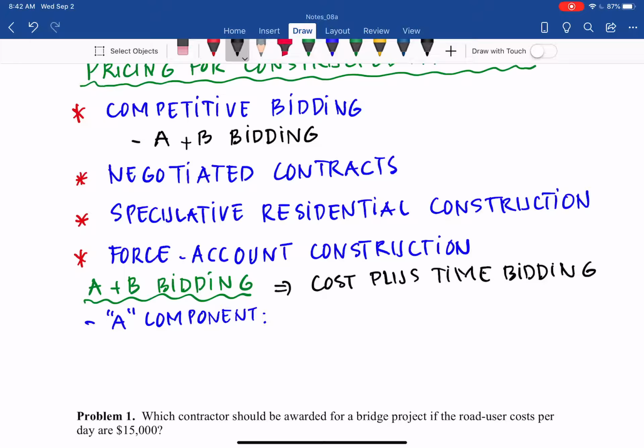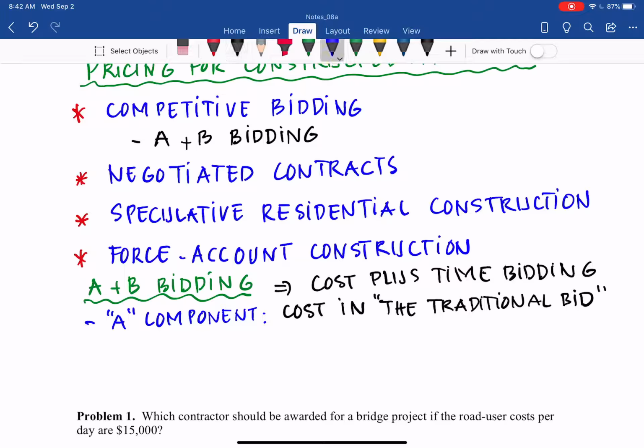Basically, that is the cost in traditional bid. And that's what you are going to do in project one, basically, to find out the bid amount.